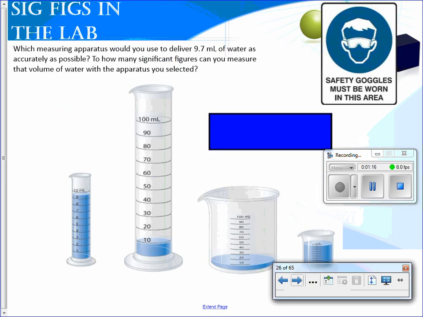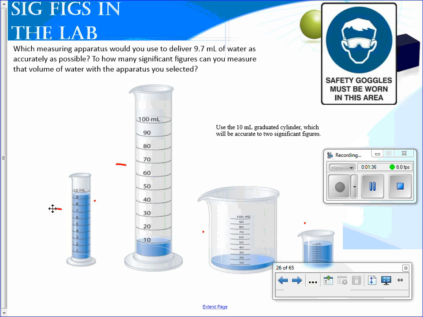So which measuring apparatus would you use to deliver 9.7 milliliters of water as accurately as possible? Right? And so we have here a graduated cylinder. We have another graduated cylinder that goes up in increments of 10. This one goes up in increments of 1. We have a beaker and another beaker here. So we'd use a 10 milliliter graduated cylinder, which would be accurate to 2 significant digits because each one of these is the 1, and so you'd measure out to the 10th spot.